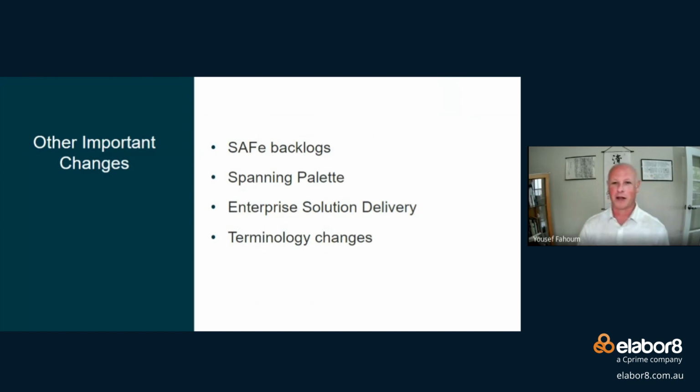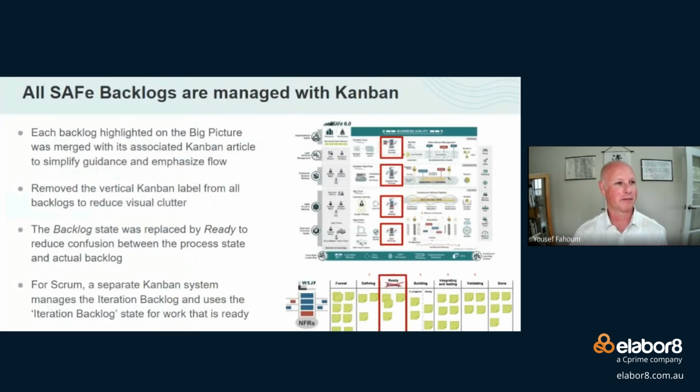Well, SAFe backlogs, highlight those better. The spanning palette, James mentioned a little bit earlier, we'll look at it again here in a little bit. Enterprise solution delivery, and some terminology changes. So for those of you who like to memorize things, I've actually made it a little bit easier for you. All right, so what are the new things? All SAFe backlogs are managed with Kanban, which we kind of already knew. If you've taken a SAFe course, you have seen those things, but now we're calling it out, aren't we?